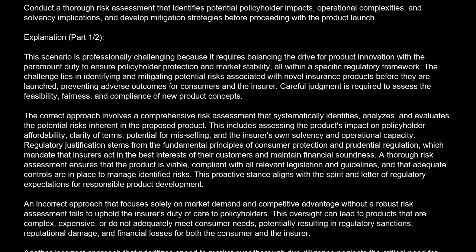An incorrect approach that focuses solely on market demand and competitive advantage without a robust risk assessment fails to uphold the insurer's duty of care to policyholders. This oversight can lead to products that are complex, expensive, or do not adequately meet consumer needs, potentially resulting in regulatory sanctions, reputational damage, and financial losses for both the consumer and the insurer.